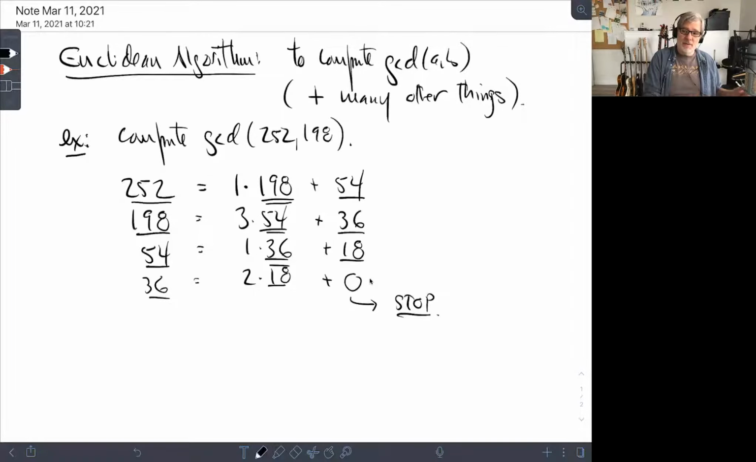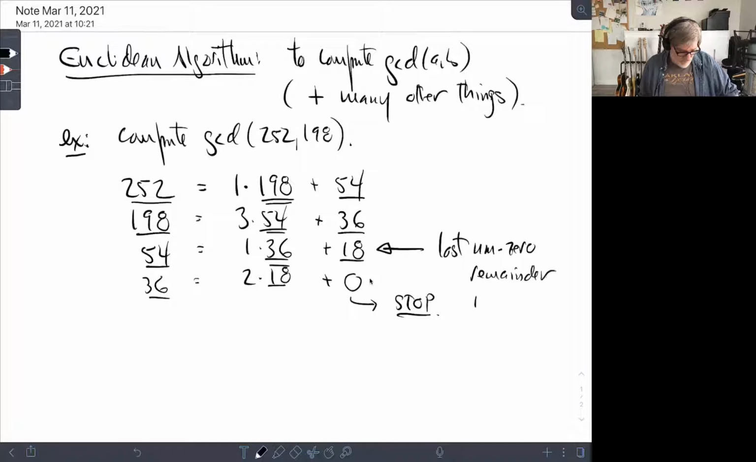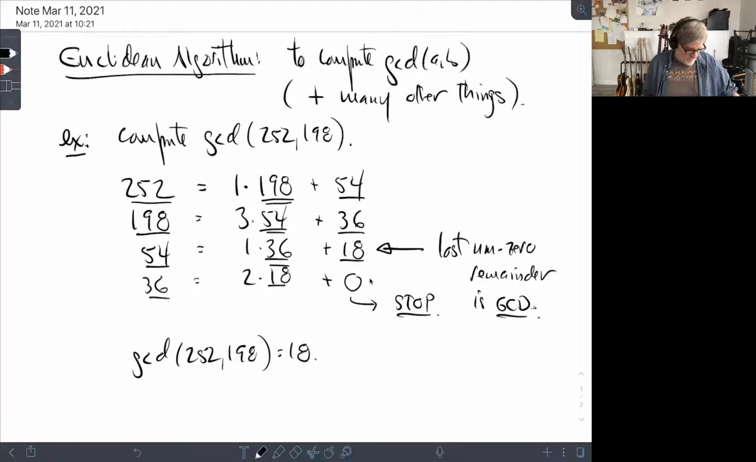Which means that in this pair, the smaller number divides the bigger number. So the GCD is obviously this number, in other words, it is this number right here. So the last non-zero remainder is the GCD you're looking for. So this is it: the GCD of 252 and 198 is 18.